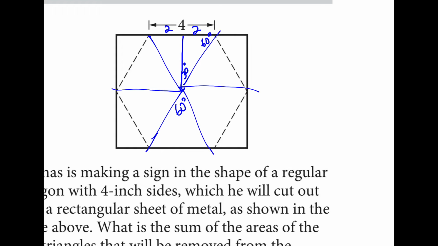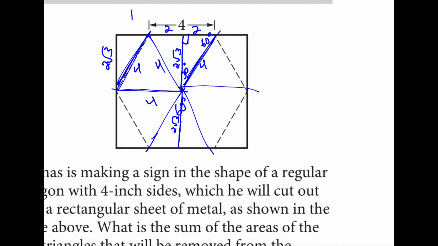So if there's a length of 2 across from 30, across from 90 is 4, and across from 60 is 2 root 3. So if this repeats down here, also 2 root 3, well, that's the height of my square. But I guess we can just bring 2 root 3 over here. And remember that this length was 4, so this length is also 4, so this length is also 4. All these distances are 4.